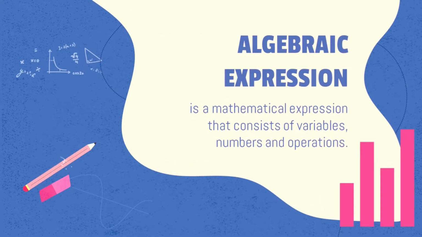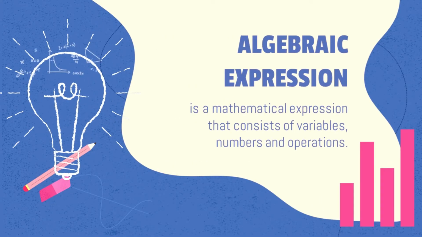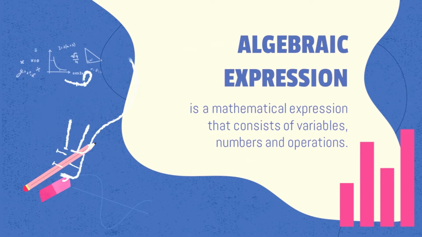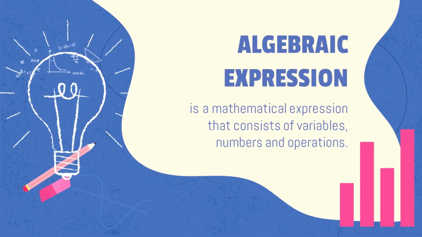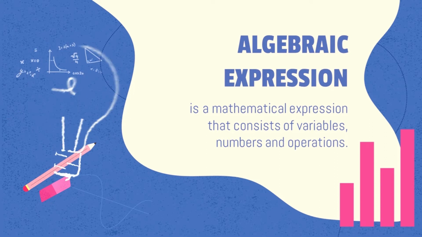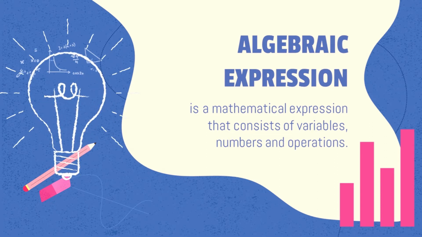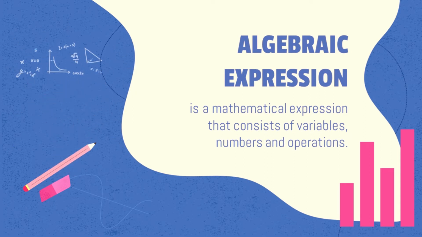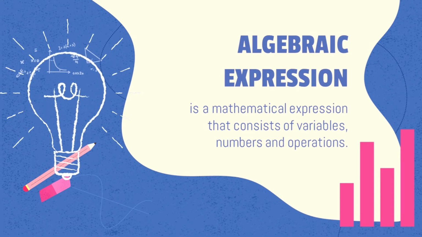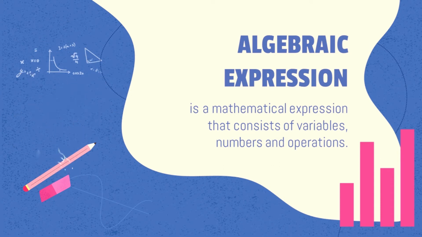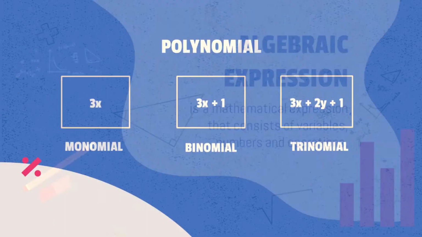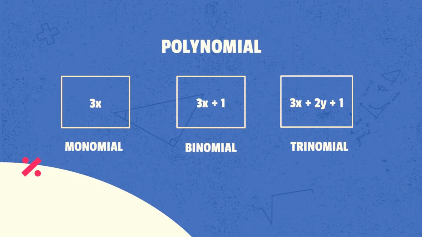An algebraic expression is a mathematical expression that consists of variables, numbers, and operations. In cases where algebraic expressions contain more than 3 unlike terms that may comprise exponents which are added, subtracted, multiplied, and divided, these expressions are generally called polynomials. There are 3 types of polynomials, namely monomial, binomial, and trinomial.